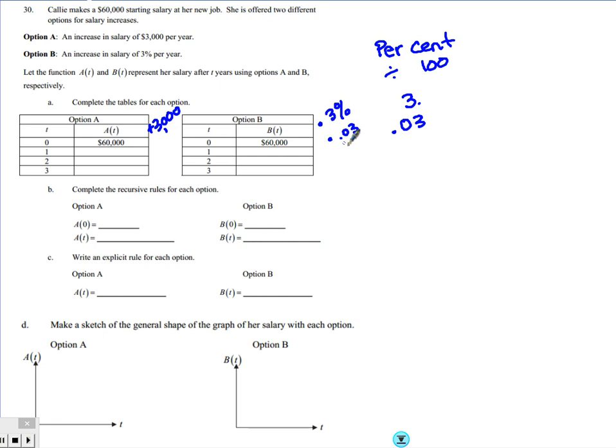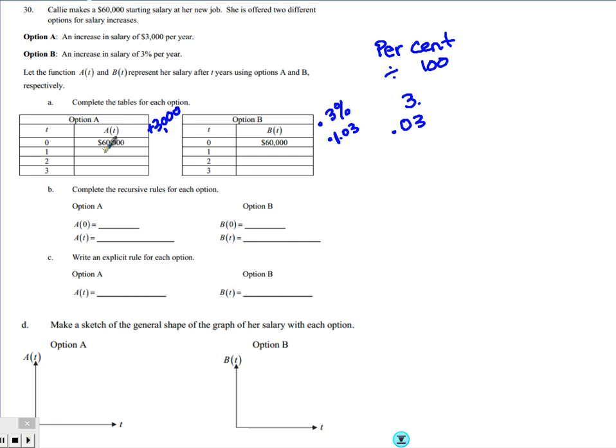But we need to be careful, because that is the increase. So if we say, okay, well, next year, is she only making 3% of her salary? No, she's making 3% more than her salary was. So we also have her initial salary, so we're multiplying by 1.03. All right. So let the function a of t and b of t represent her salaries after t years using option A and B respectively. So we need to complete the table.